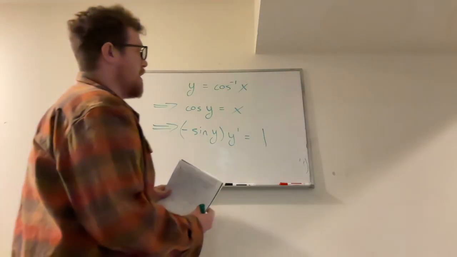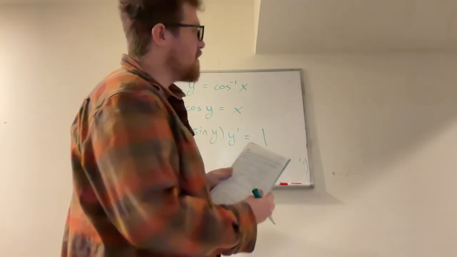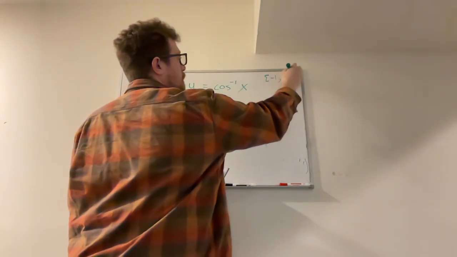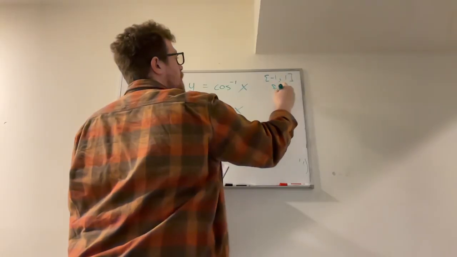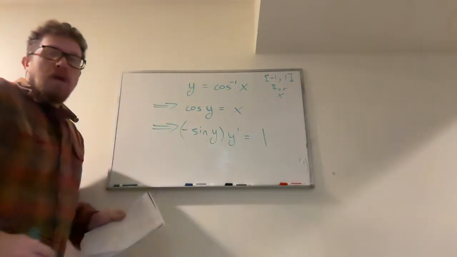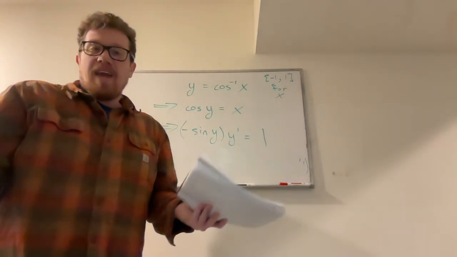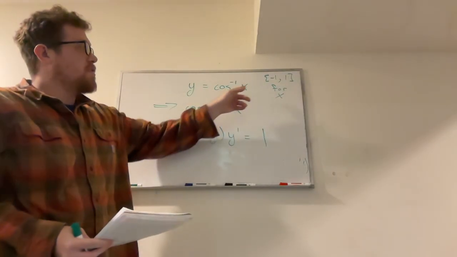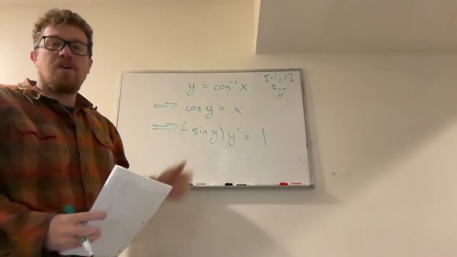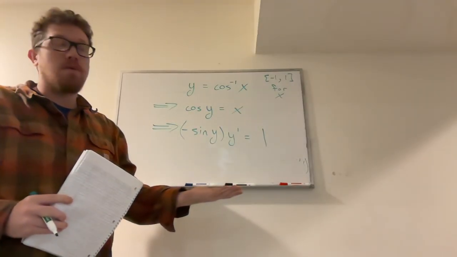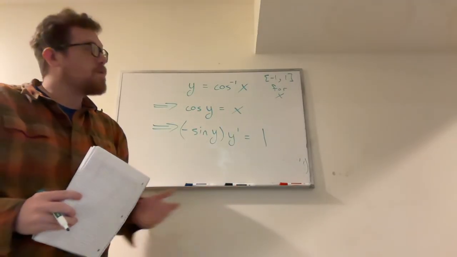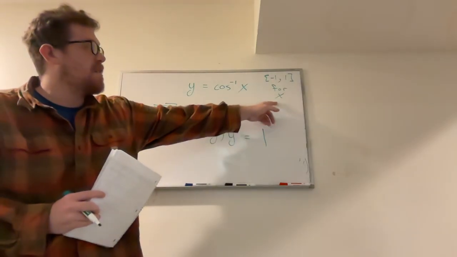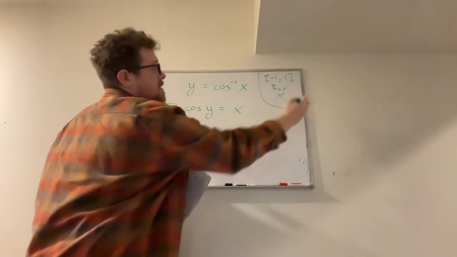Yeah, that's true. x can only be in the range -1 to 1. Good point. And why is that the case? Because the output of cosine only takes values between -1 and 1, right? So it doesn't make sense to ask, what is the angle that has a cosine of 2? Because there is no angle that has a cosine of 2, right? So the chatter is saying that x can only be in this range, and they're exactly correct.